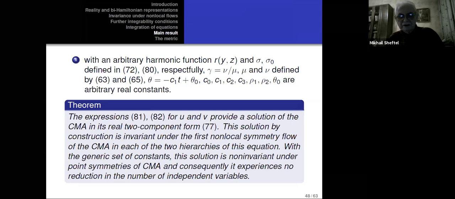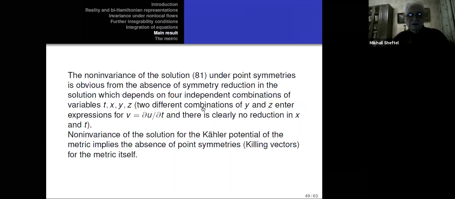You may find some special values of constants in our solution when you will find some symmetries. But generic set means that you cannot impose any constraints on the parameters of our solution, and in that case all the symmetries will vanish, so no point symmetries are admissible.